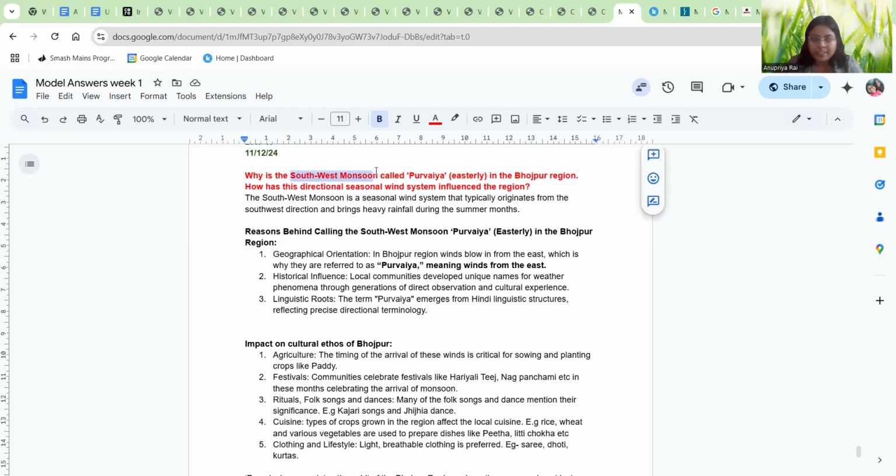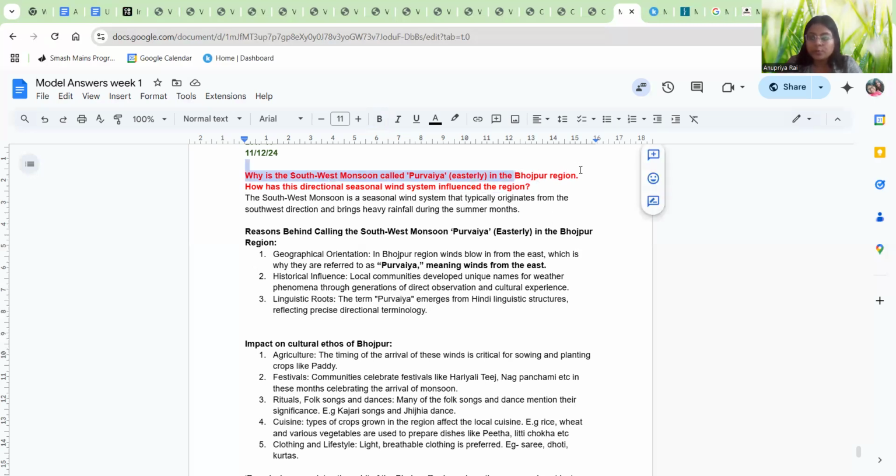Definitely, we know about South-West Monsoon because this is the given topic, monsoon. Then, what else can we write in this question? How has this easterly wind influenced the region? You have to talk about the socio-cultural influence on the ethos of the Bhojpur region. So, what can you write?